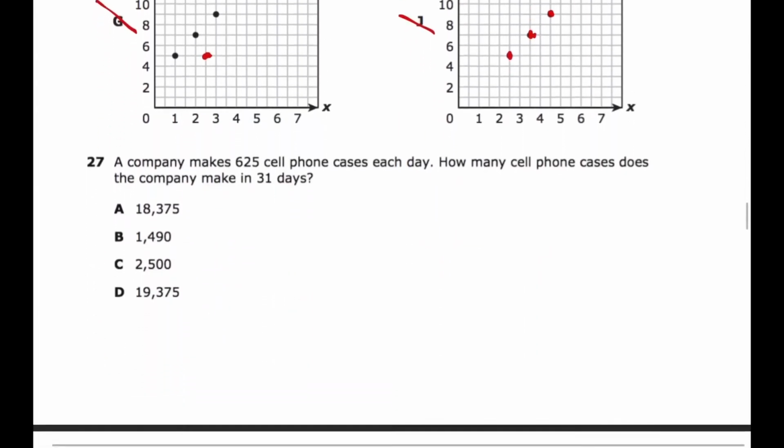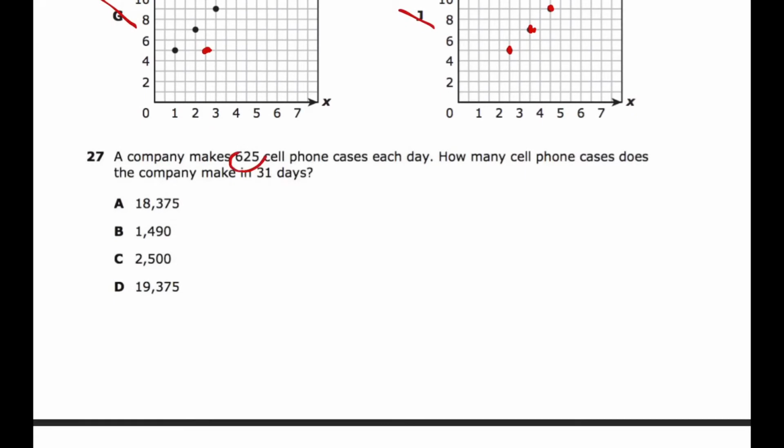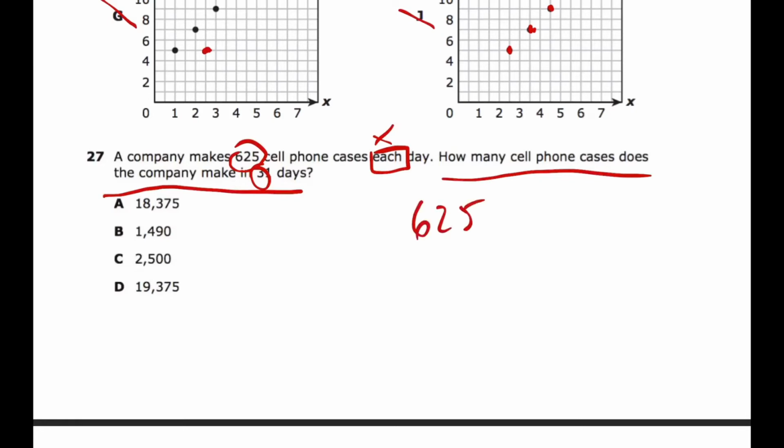Number 27, a company makes 625 cell phone cases each day. So I'm going to either multiply or divide. How many cell phone cases does the company make in 31 days? So here I don't know the total. I know 1 day. I know 31 days. So I'm looking for the total, so I will multiply 625 times 31.